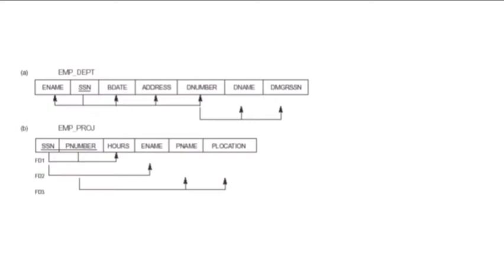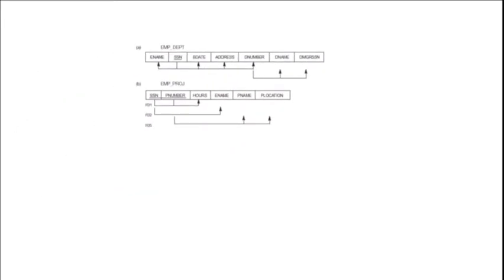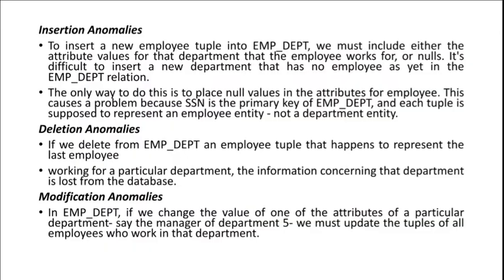These three attributes will be empty because that employee doesn't have department details, because he is a new employee. The department is still not assigned to him. So while inserting, you can insert ename, SSN, birth date, address, every information, but you can't insert department number, department name, and department manager SSN. So this is nothing but an insertion anomaly. Definitely it is difficult to insert a new department that has no employee in the employee department relation.